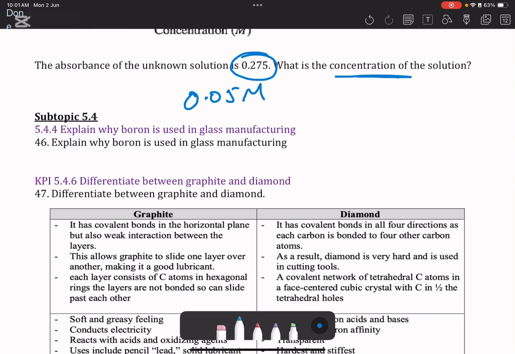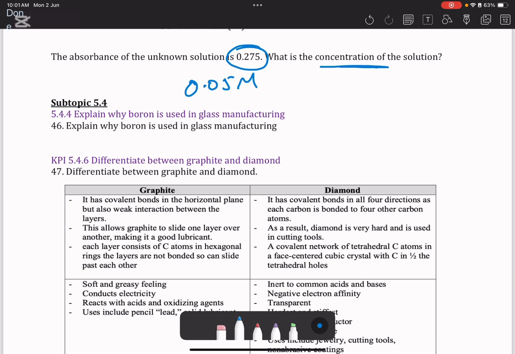Moving on with the next subtopic. Why boron is used in glass manufacturing. So boron is a kind of semi-metal. This is a part where you have to memorize. Okay, so it's a metalloid.